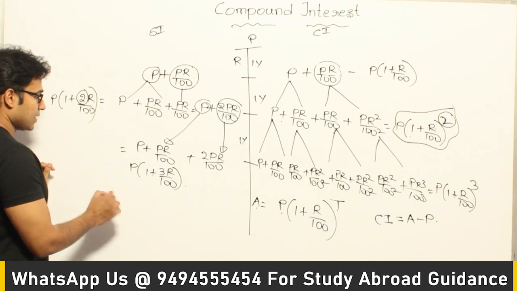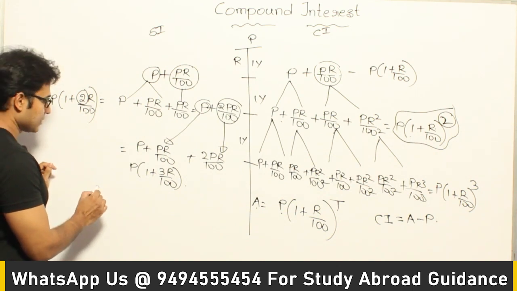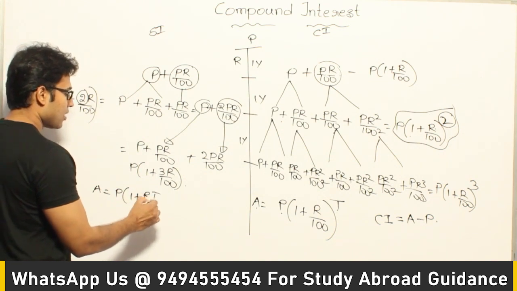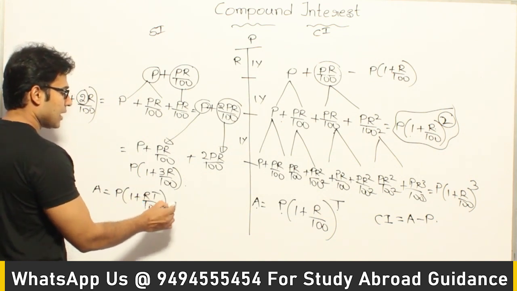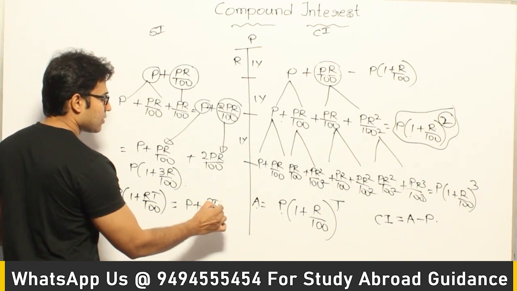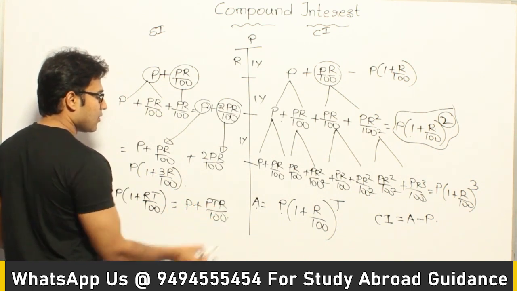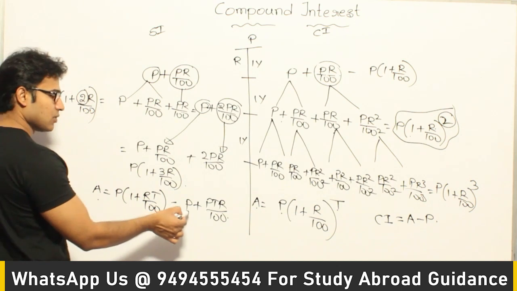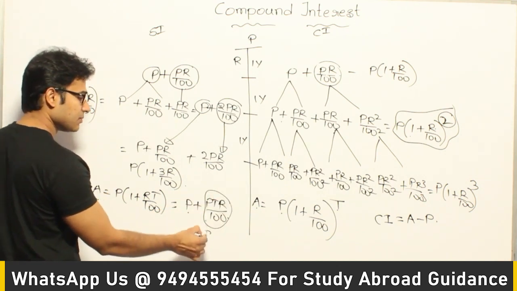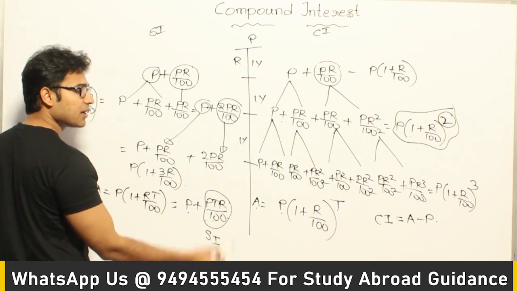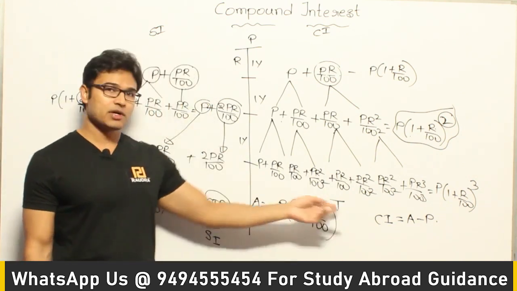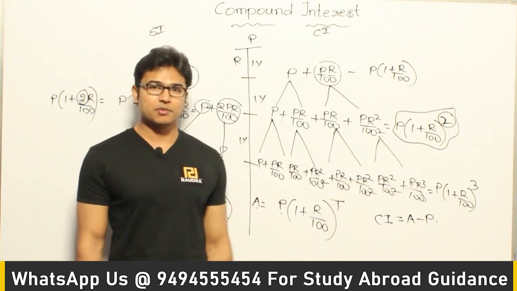So here you can write the total amount as P into 1 plus RT by 100, and you could split it this way: P plus PTR by 100, right? Now what is this? The total amount is equal to principal plus the simple interest earned. Therefore in this case simple interest is always going to be PTR by 100. In this case compound interest is going to be: find out the total amount, and from that you are supposed to subtract the principal amount.